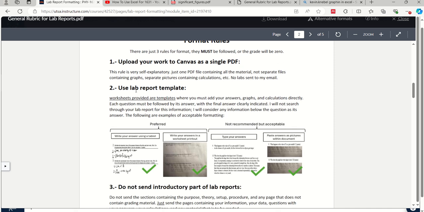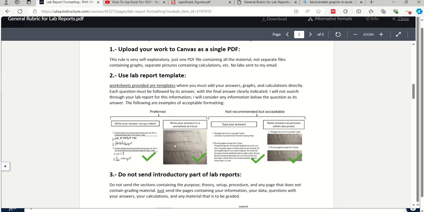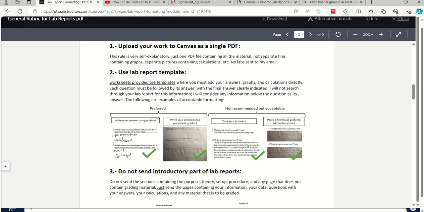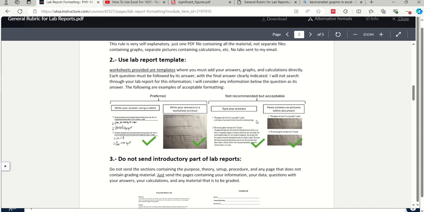Rule number 2 is use the lab report template, right? Basically, you're going to have the worksheets given to you. What's preferred is that you usually fill it out on a tablet and you submit it, or you print it out and you fill it out by hand and you upload it as a PDF. That is easier. You can also type your answers, though it's not recommended. It's usually harder for me to read your equations and things like that. And pasting pictures is acceptable, but I prefer these two.